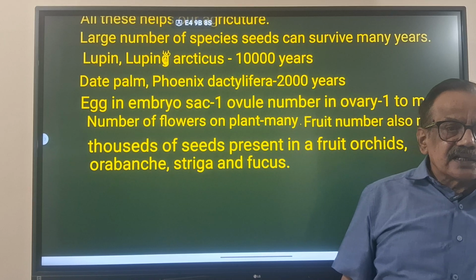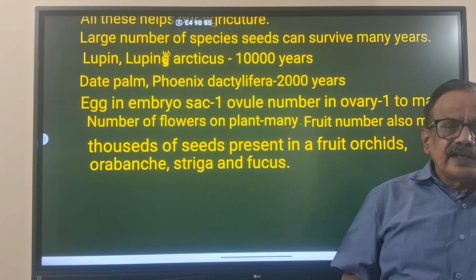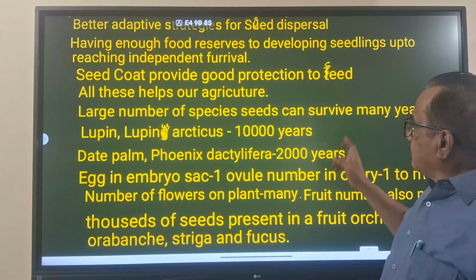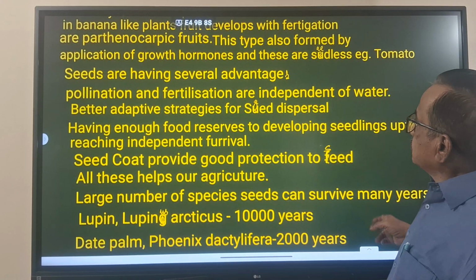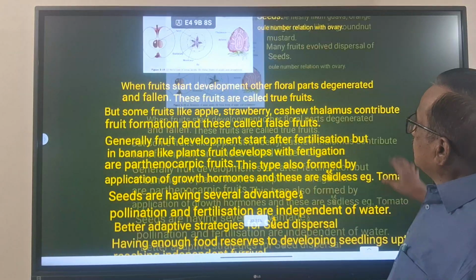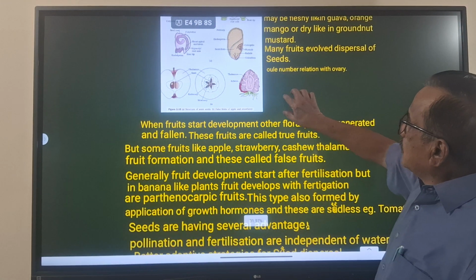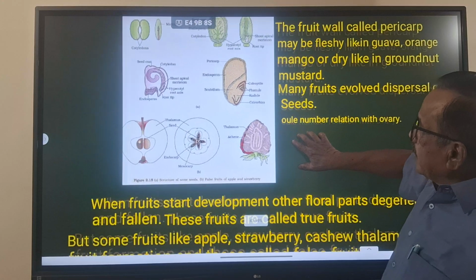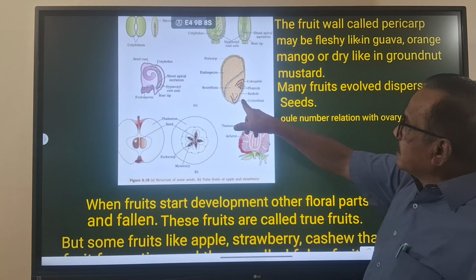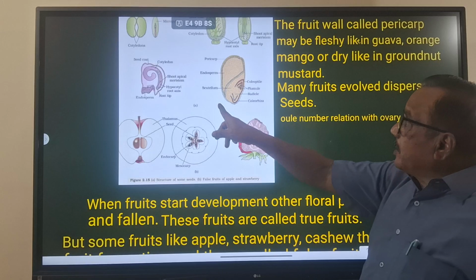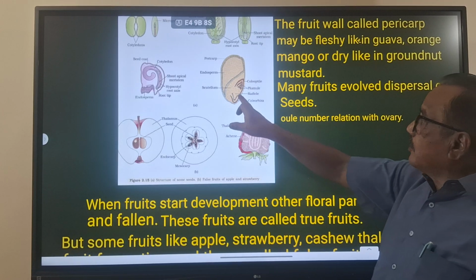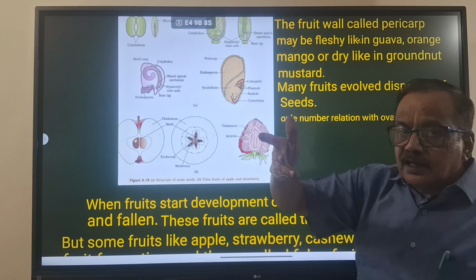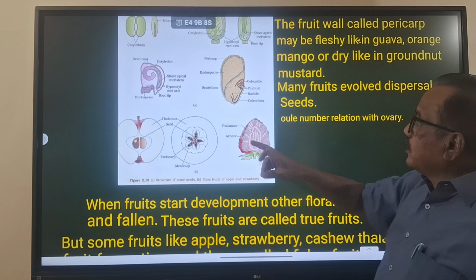And all the points I discussed are very important for NEET. Now let's see the diagram. Now you see this diagram. In this diagram, he has given, this is most important, a matching question: scutellum. This is the scutellum. Scutellum is nothing but a cotyledon, the single cotyledon.